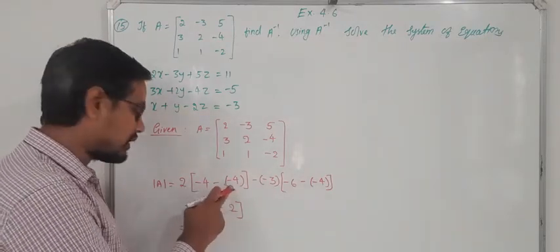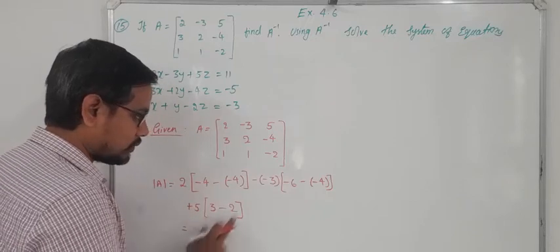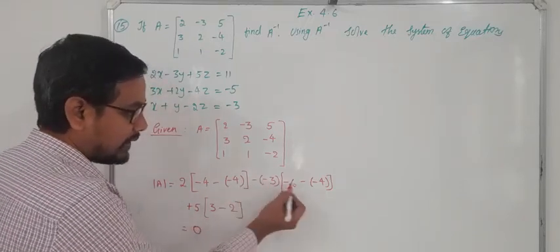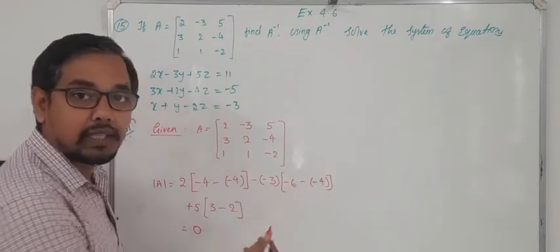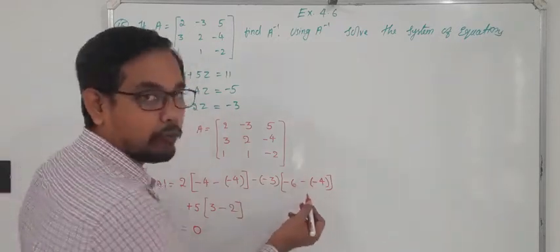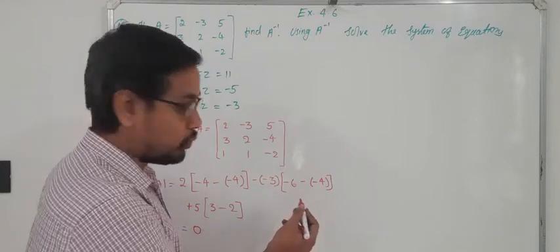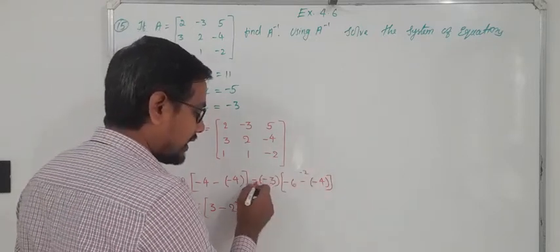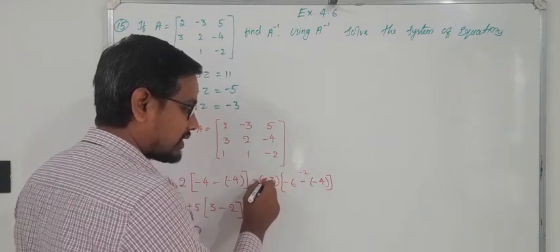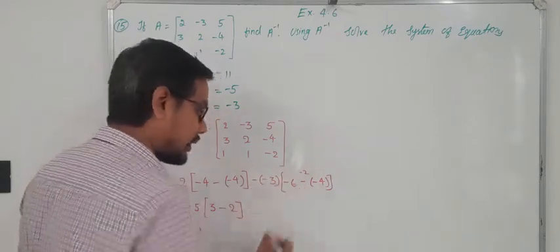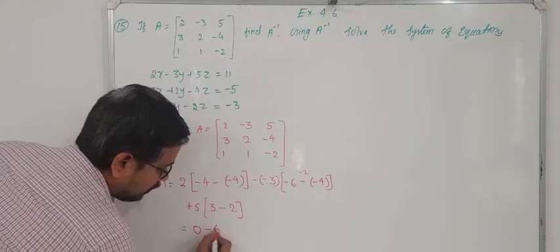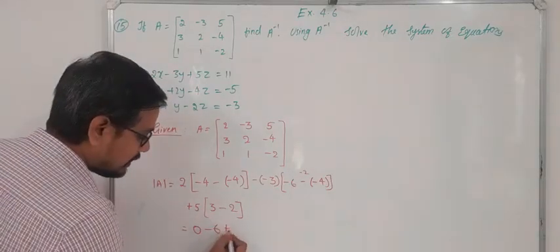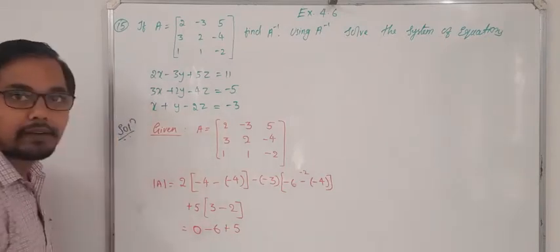Minus 4 plus 4 is 0, 0 into anything is 0, so this will become 0. Then minus of minus 4 is plus 4, minus 6 plus 4 is minus 2. Here we get plus 3, minus into minus is plus, 3 into minus 2 is minus 6. Then 3 minus 2 is 1, 1 into 5 is plus 5, right?